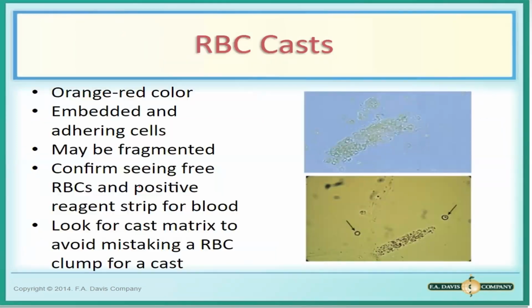Next, RBC cast. RBC cast is due to glomerular damage or nephron capillary damage or tubular necrosis. Okay? So, paano na-form yung hyaline cast? Ganun din po si RBC cast.